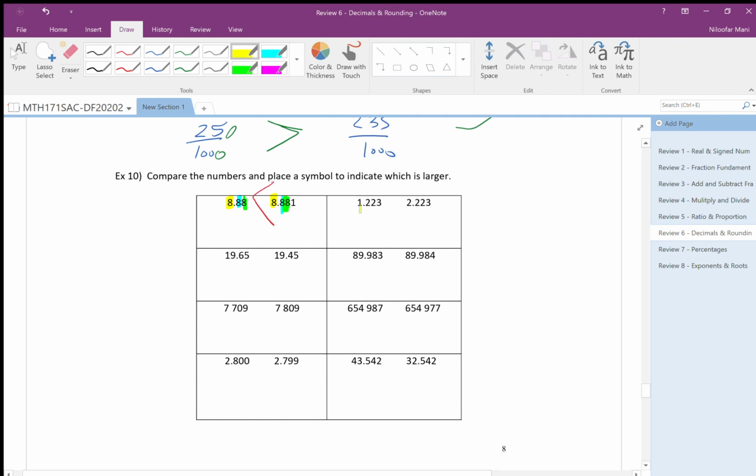You compare this with this one. Which one is larger? This one. So done, you don't compare further. You compare this part and this part. Now you continue. You compare this one and this one, and which one is larger? You don't continue then.